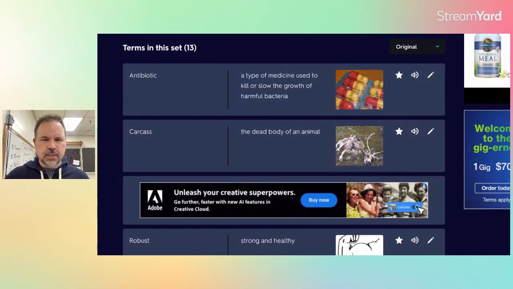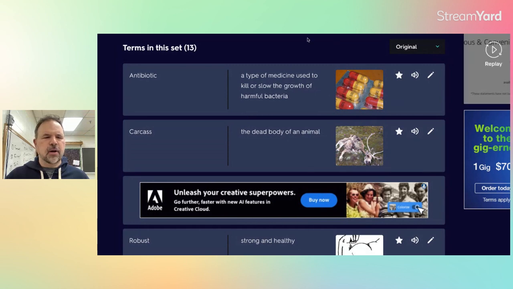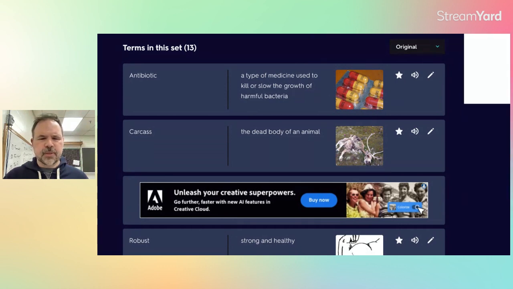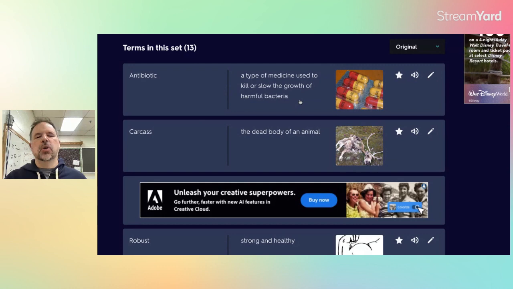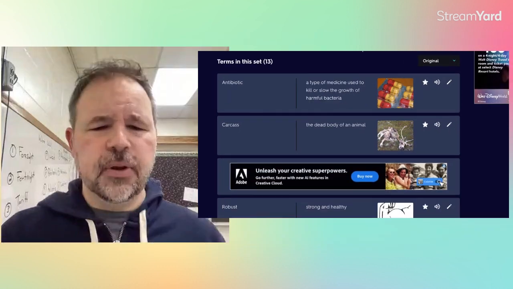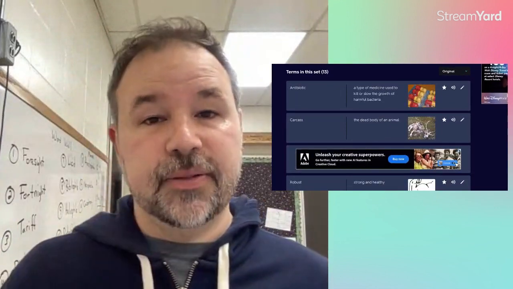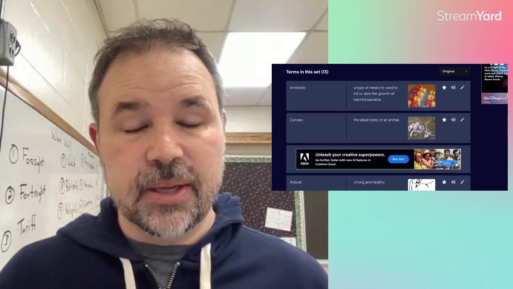We got 13 words today. You can see the first one, antibiotic. Hopefully this is one that you know already, but there are a couple roots in there, not dict, but a couple roots I'd like to talk about. So you can see there's a picture of some pills right there. Antibiotic, a type of medicine used to kill or slow the growth of harmful bacteria. So if you're ever on antibiotics, that means you have some bacteria in you that's doing you some harm.